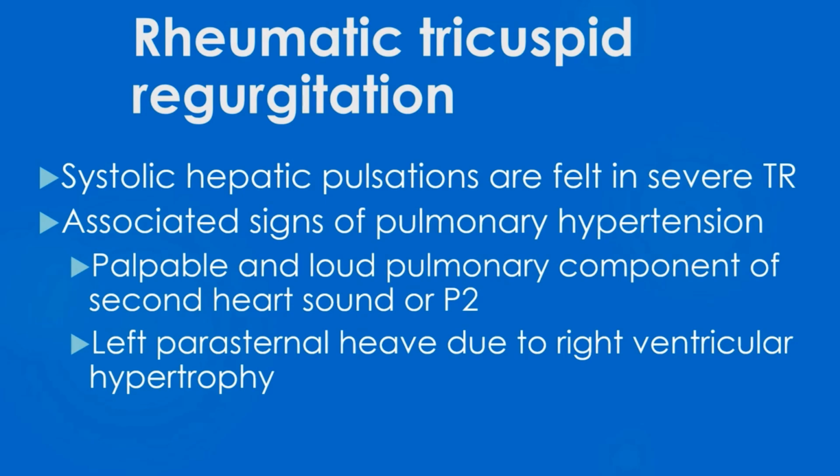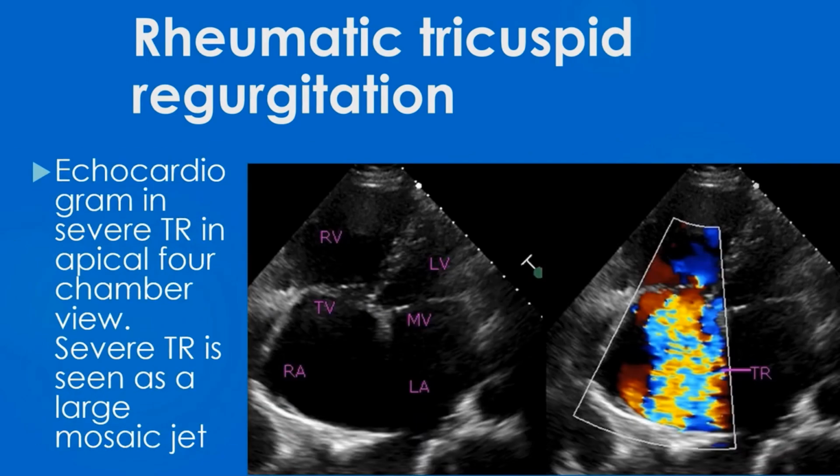Associated signs of pulmonary hypertension, like a palpable and loud pulmonary component of the second heart sound, or P2, are present, along with a left parasternal heave due to right ventricular hypertrophy. Echocardiogram in severe TR, taken in the apical four-chamber view. Severe TR is seen as a large mosaic multicolored jet filling more than half of a dilated right atrium. The right ventricle is also dilated.